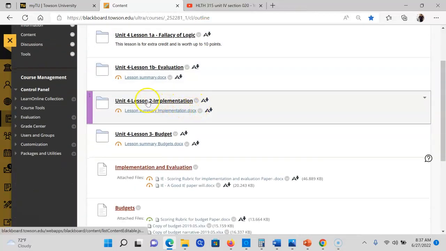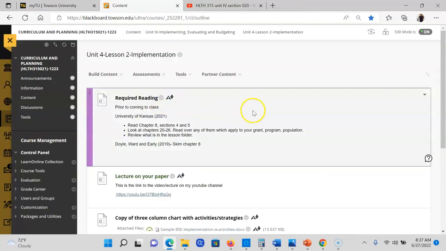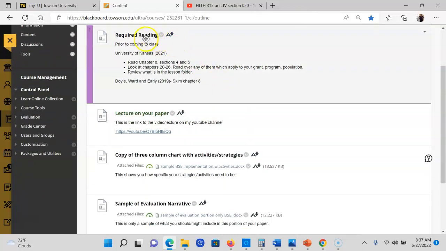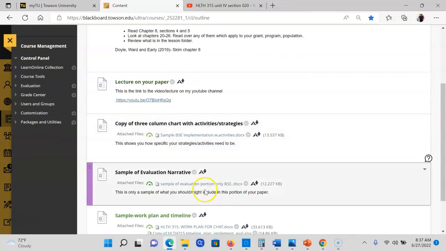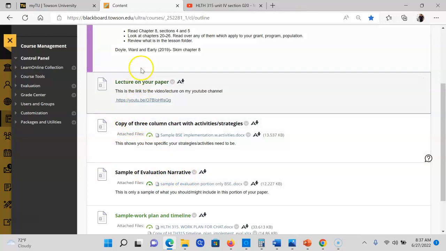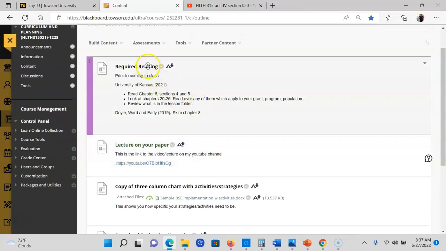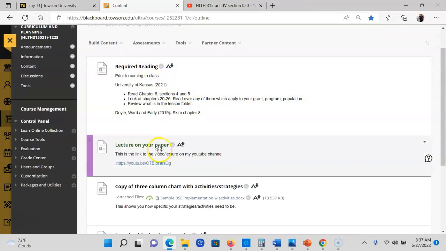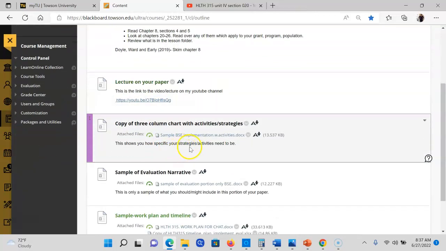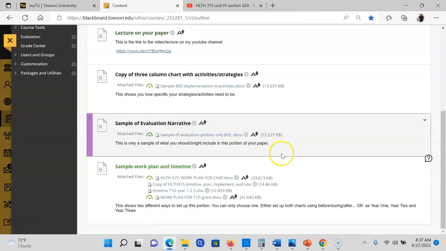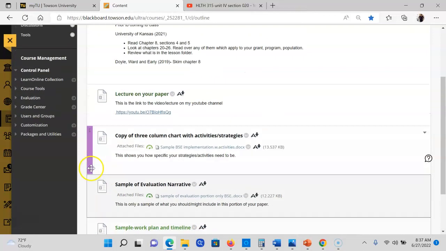That was 1B, lesson 2 is implementation. Prior to class on Thursday, you need to go over all of these things that are in here. You need to do the required reading and listen to the lecture on the next paper that's coming, and we'll go over the paper in detail when we get to that part.